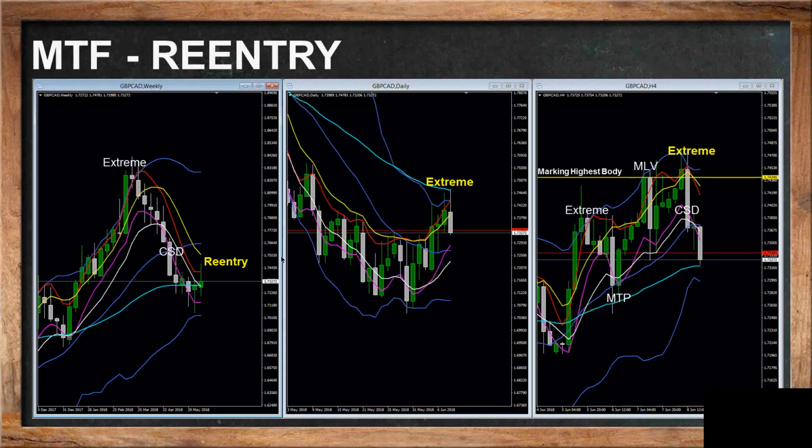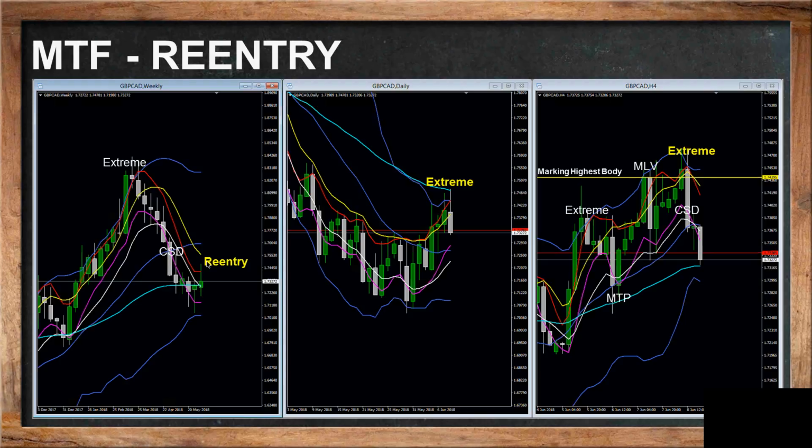All right. So over here is a good example of a re-entry. Okay. So this is a re-entry after CSD. In GBP weekly, on the weekly time frame, we have an extreme and we have a candlestick direction, and after that the market retraces back to MA high. So during the retrace, we understand that this is a re-entry sell.